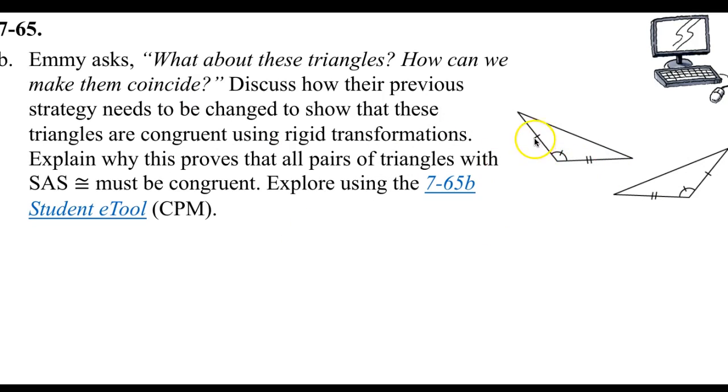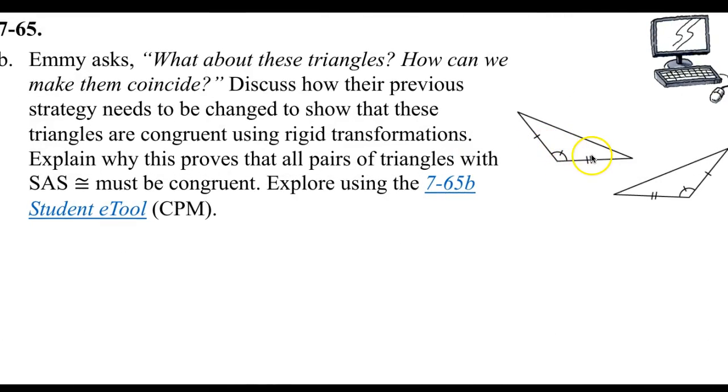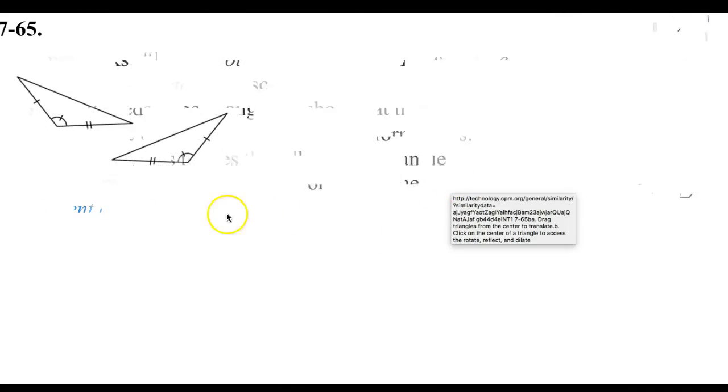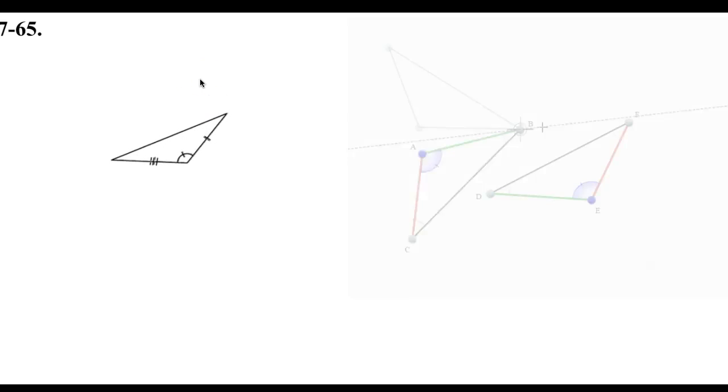Okay, well here we've got side, angle, side. What kind of transformations would we need here? Well, you can use the E tool for this if you want to check it out. Okay, so notice how this side doesn't really look like it corresponds with this side, right? Because that's 2 and this is 1. So what could you do to get them matched? Flip it, reflect it. Now they do match. And then lastly, translate.